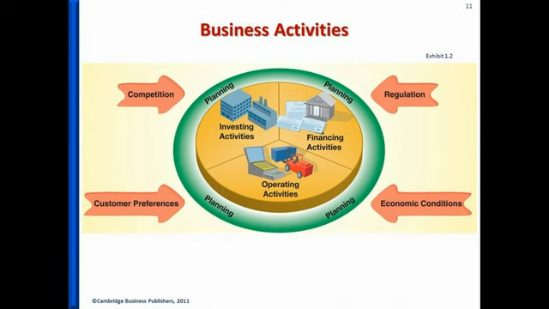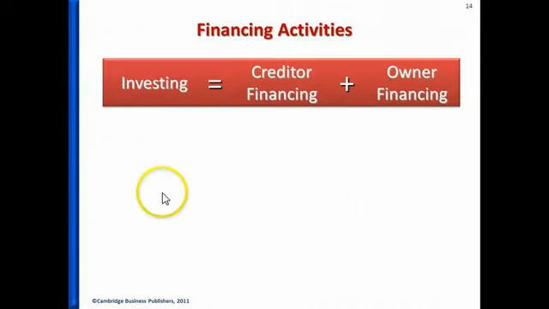Planning is ongoing, and we have forces outside of the business that impact any one particular business, such as the economy, regulations, and certainly customer preferences and competition. All impact the planning of any one particular business. So this particular slide shows that there are two sources of financing for the firm: creditor financing, which is monies borrowed, and owner financing, which is monies donated into the company from owners.